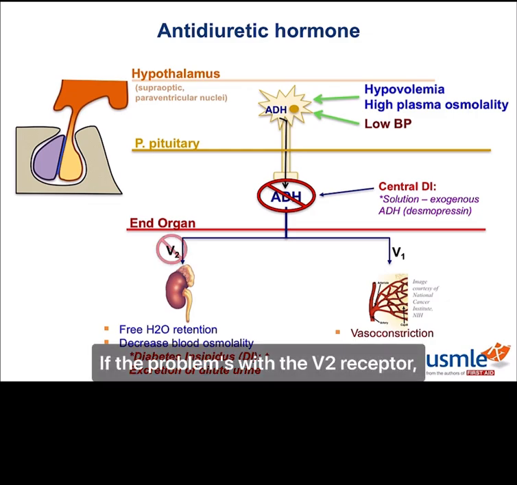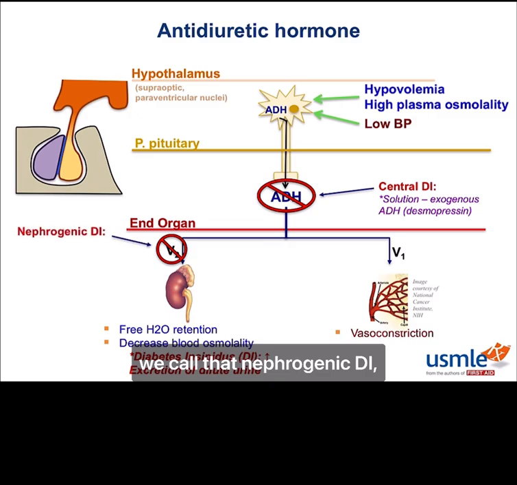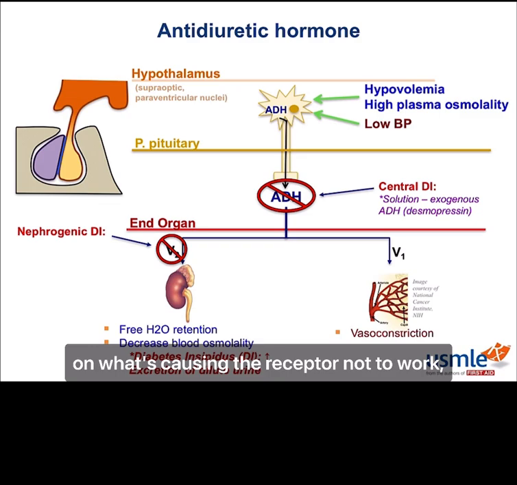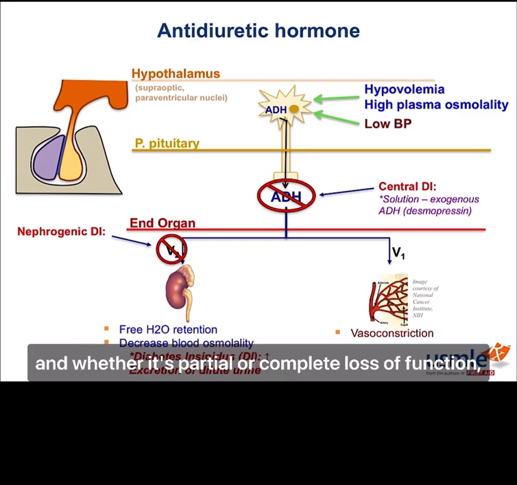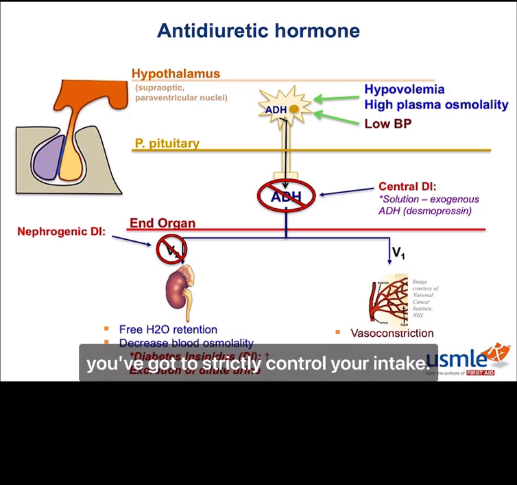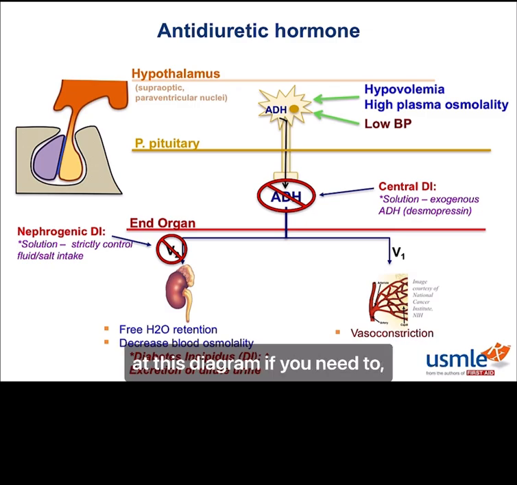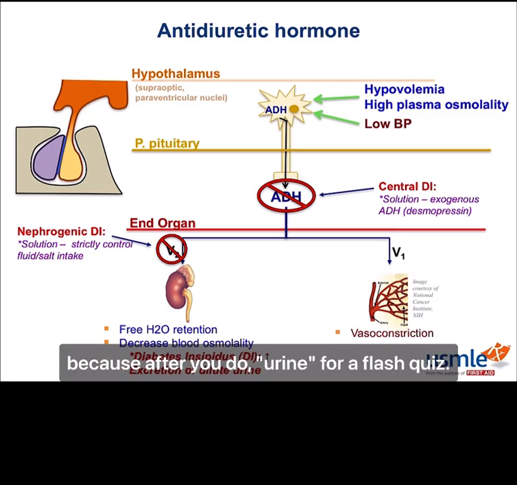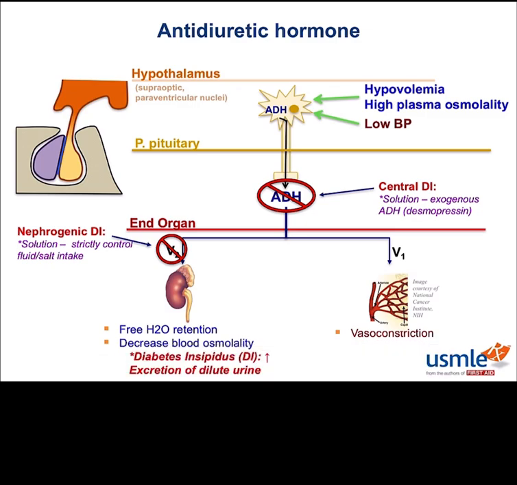If the problem's with the V2 receptor rather than the hormone itself, you call that nephrogenic DI. And this is a lot trickier. The treatment depends a lot on what's causing the receptor not to work and whether it's partial or complete loss of function, but the first line, if you can't control the excretion, you've got to strictly control your intake. Now, pause the video and take a good look at this diagram if you need to, because after you do, you're in for a flash quiz.